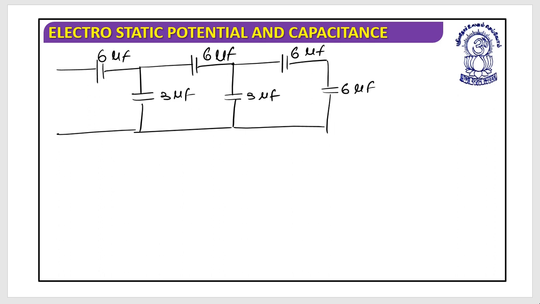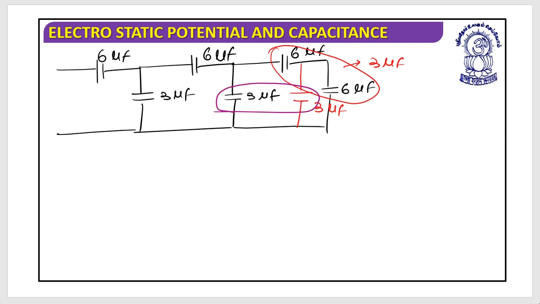So what we were discussing is that this 6 and this 6 will behave as a 3 microfarad. So this will look like this. It is something like this. This is 3 microfarad. Now this 3 microfarad and this 3 microfarad are in what? Yes, these two are in parallel, and when these two are in parallel, it must be 3 plus 3. It's 6 microfarad. So my circuit should look like that. This is 6 microfarad.